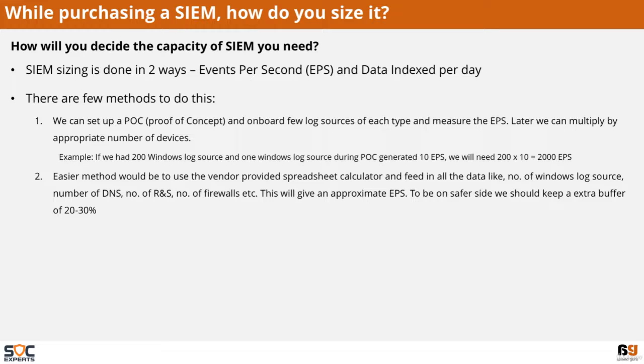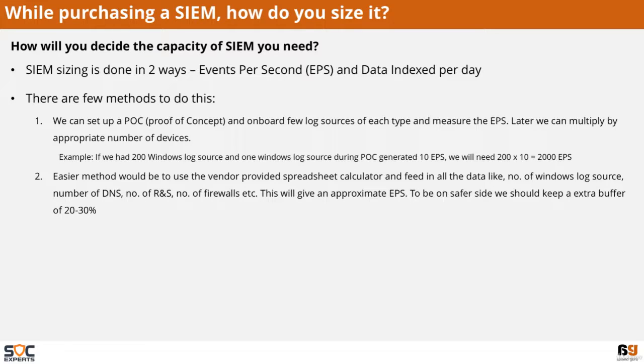The second method of identifying the EPS count would be to use the vendor provided spreadsheet calculator and feed in all the data like number of Windows log sources, number of DNS, number of routers and switches, number of firewalls, etc. This will give an approximate EPS. To be on the safer side, we should keep an extra buffer of 20 to 30%. Now, this works well for all these SIM solutions that sell their licensing based on EPS.